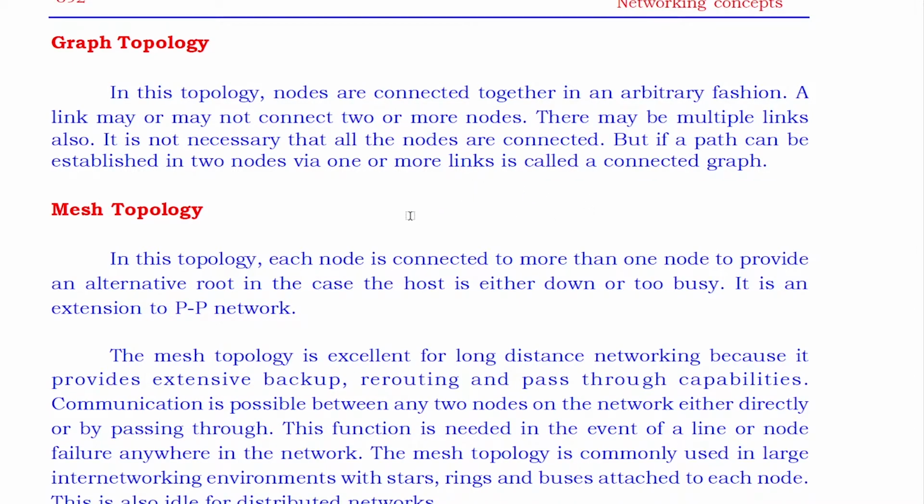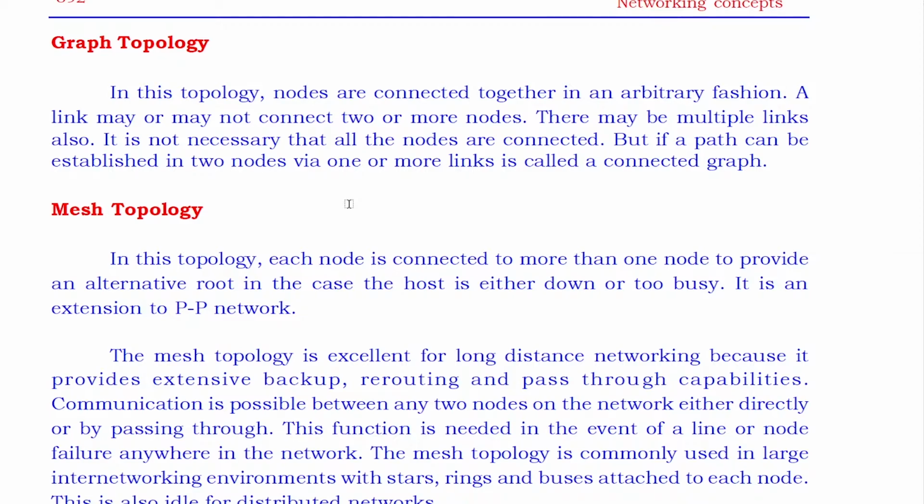In a graph there are many computers, connected not in any particular fashion or order, just arbitrary, in random connections. They may not connect to two or more nodes; they are just randomly connected. There may be multiple links also, so the same computer may be connected by two or three cables, and it is not necessary that all nodes are connected.